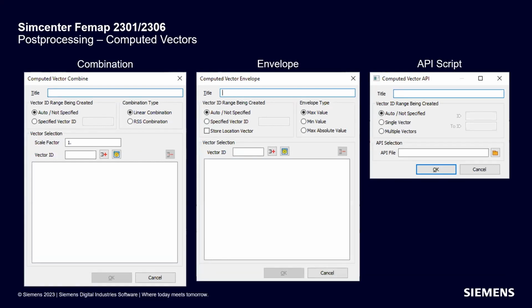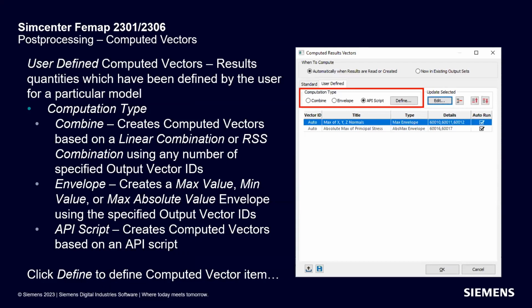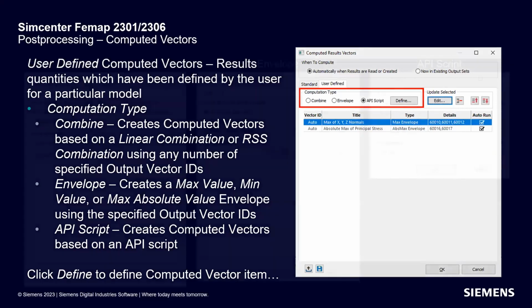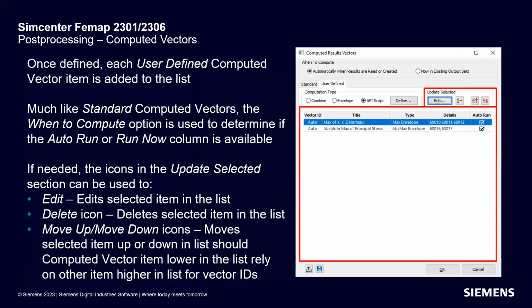So if you're just doing a very specific combination or you're always doing that or a very specific envelope, you can just specify these and then you can just have these set to auto run over here in the user defined section. And then if you really want, let's say you needed to run these in a particular order. If you need to do that, you can move them up and down in the list, and then it basically just starts at the top of the list and goes down from there. So if one further down the list needs the first one to be calculated first, it'll do that, and then it just knows to do that.